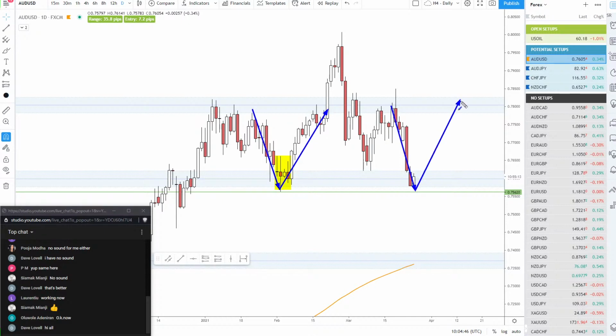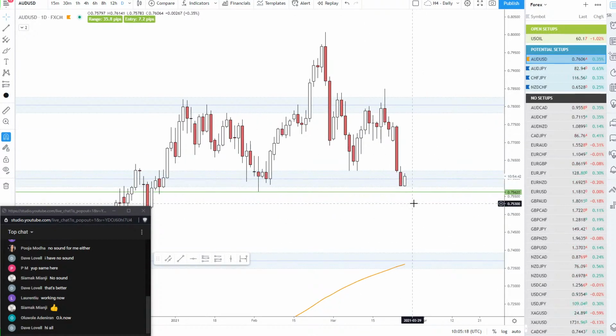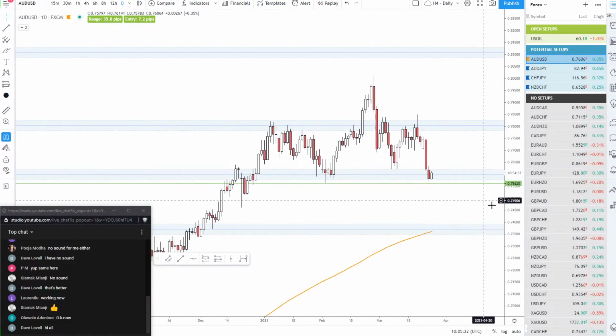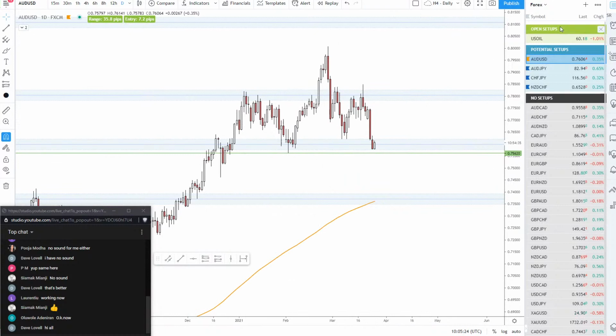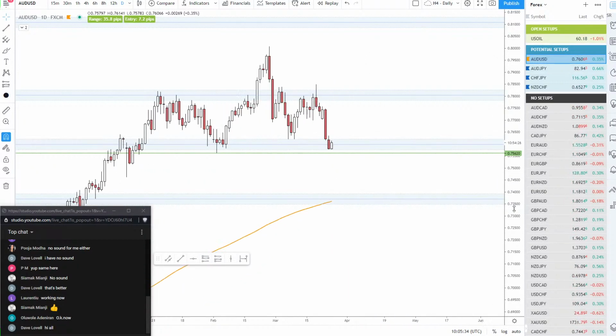So I'm also open to the opportunity of taking a long trade if the support area and the green line manages to hold back this bearish movement. If it doesn't manage to hold back the bearish movement, if it pushes below support, if it pushes below this green line and closes below it, then I'll definitely be looking for a short trade. So I have two potential trades here, a long or a short. We just need to wait and see what price gives us.